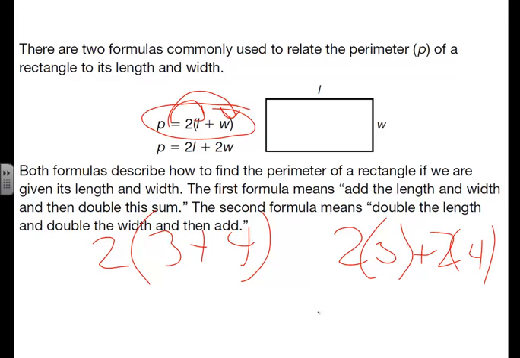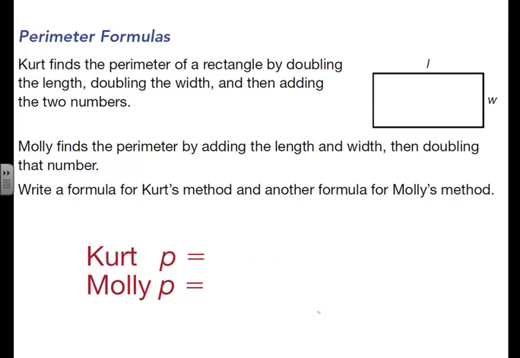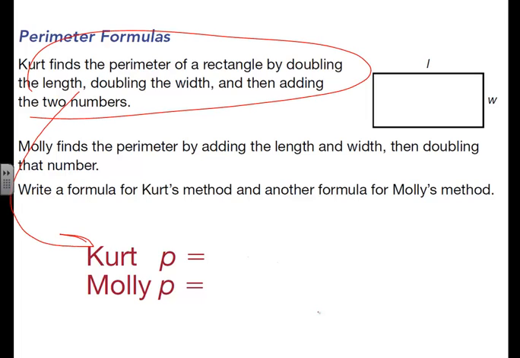All right, so using what we've learned from the prior slide, Kurt finds the perimeter of a rectangle by doubling the length, doubling the width, and then adding the two numbers. Molly finds it by adding the length and width, then doubling the number. So write the formulas down here below. How would you write Kurt's formula, and how would you write Molly's formula? See if you can do it before I do.